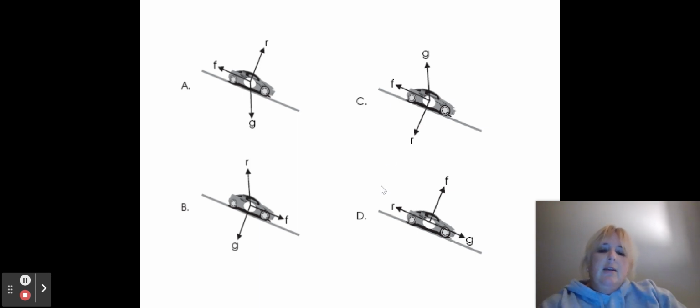And if we look at D, friction will not push the car up in the air, and the ramp is not slowing the car down. So the best answer here would be A.